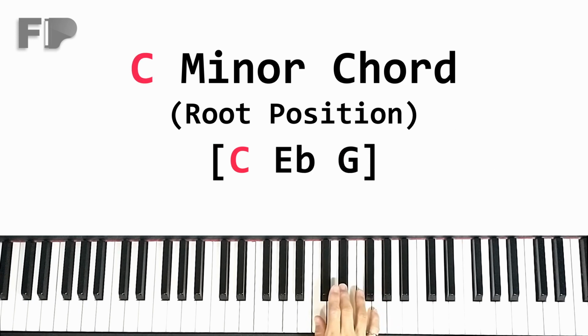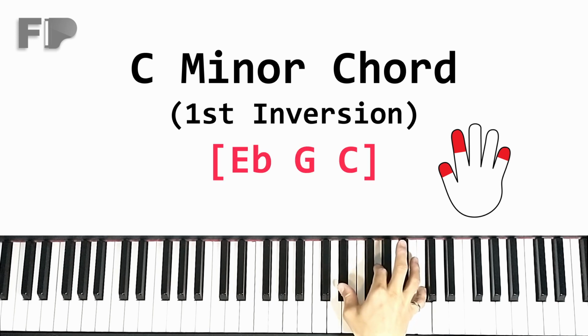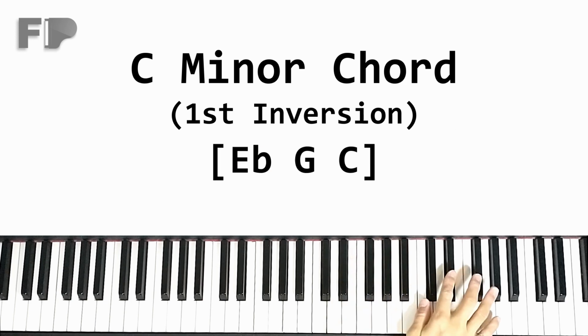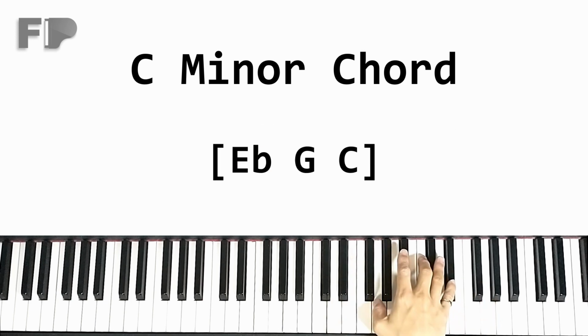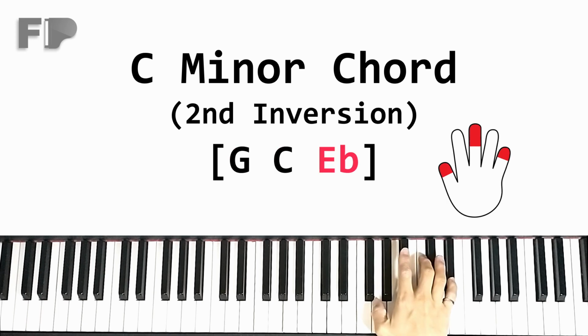Now if we move our root note C up an octave and play E flat, G, and C, we have the first inversion. From first inversion, if we move our lowest note E flat up an octave and play G, C, and E flat, we end up with the second inversion.